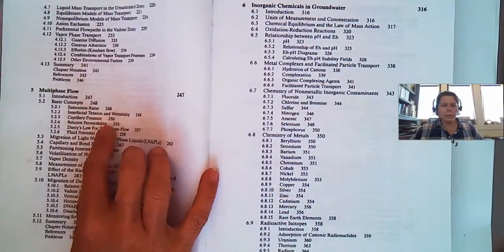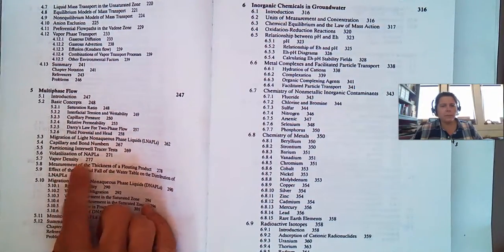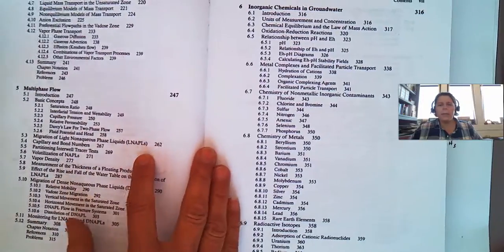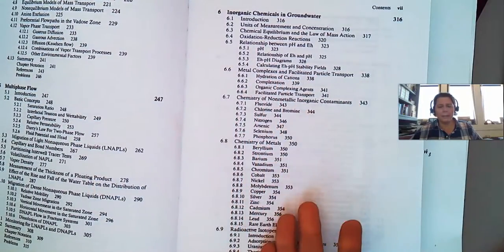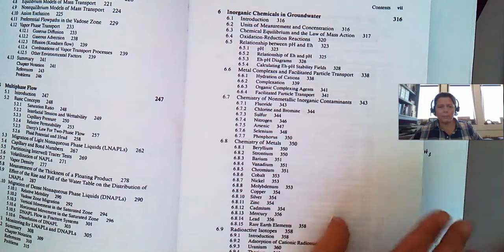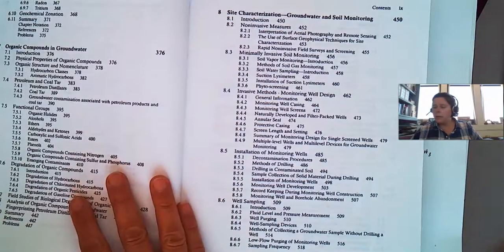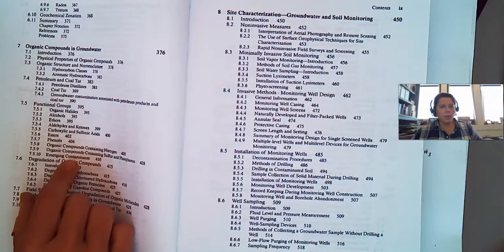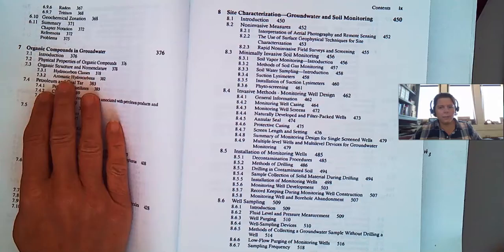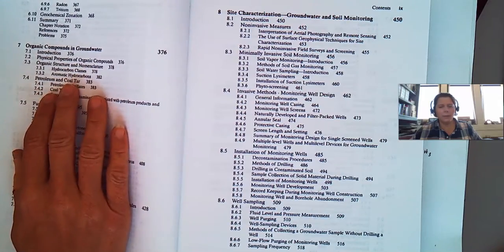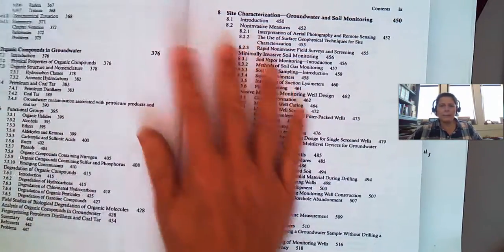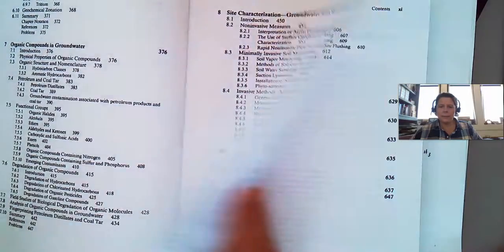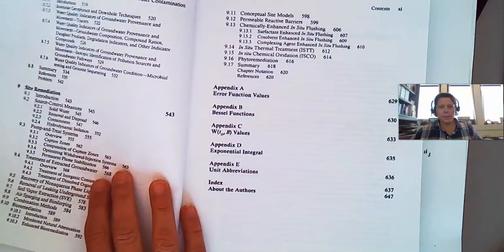We will talk about multi-phase flow. We talked a little bit about LNAPLs versus DNAPLs already. And then we'll get into some of my favorite stuff, which is talking about contaminants and examples of inorganic chemistry. Then you've already started talking about the organics, we already went into them, and so you already have your homework on that. Site characterization and everything, we'll be talking about that later on, because that's always fun, and then site remediation at the end of the class.